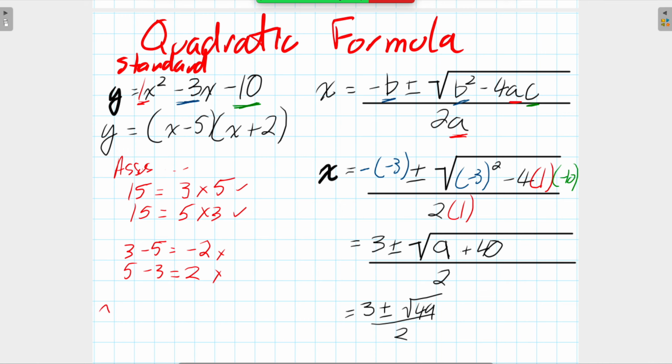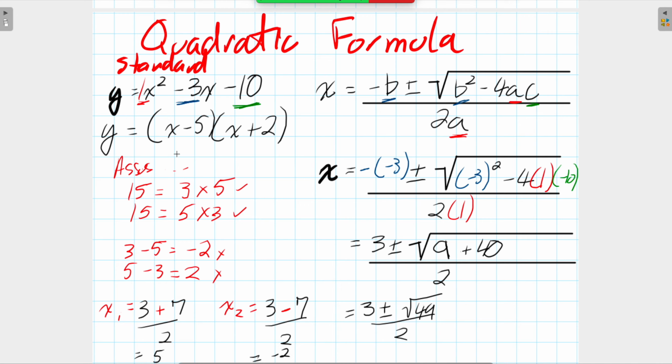We'll call x1 one answer and x2 the other. In x1, we'll write 3 plus the square root of 49, which is 7. So 3 plus 7 divided by 2. And 3 minus 7, because negative 7 times negative 7 gives us positive 49 also, so that's a solution. 3 minus 7 is negative 4, divided by 2 is negative 2. 3 plus 7 is 10, divided by 2 is 5.